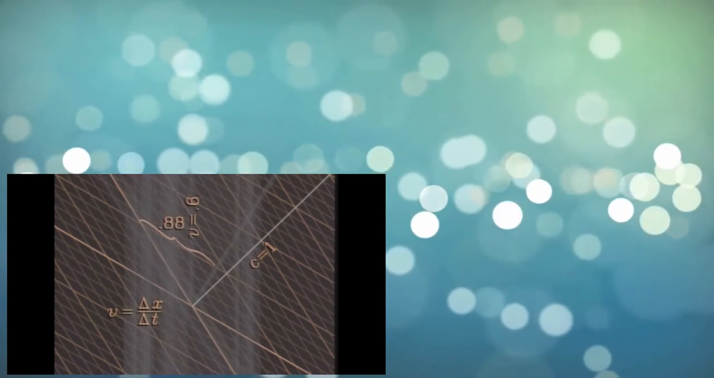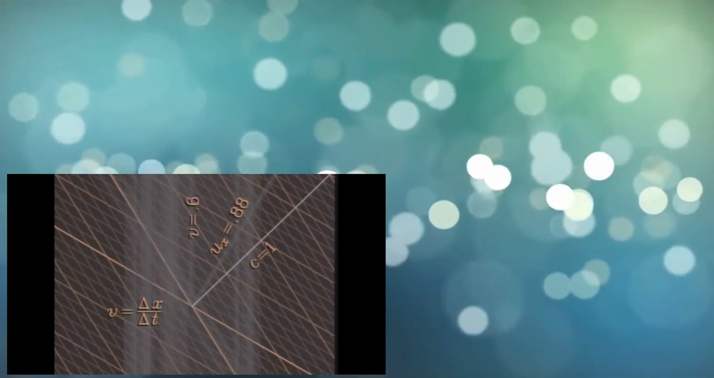But now, Henry's moving forward at a speed v equals 0.6. And the baseball's speed, u sub x, measures 0.88. In the strange arithmetic of relativity, no matter how you look at it, when one speed is added to another, the result is always less than the speed of light.